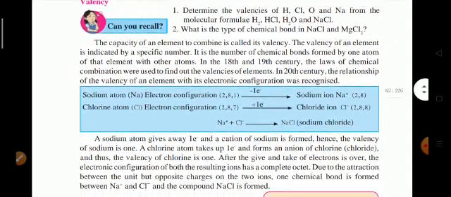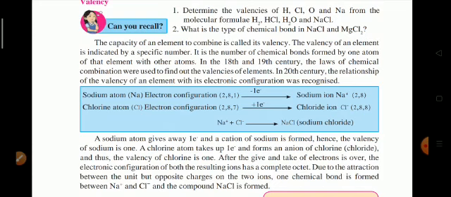The sodium atom gives away one electron and a cation of sodium is formed. Cation means a positively charged sodium is formed. When the sodium atom gives away one electron, what forms is the sodium ion, Na+. That is, in its outermost shell, it has one electron. When it combines with another atom, that is the chlorine atom, while forming the salt NaCl, what happens? It gives its one electron to the chlorine atom so that its outermost shell will get completed.